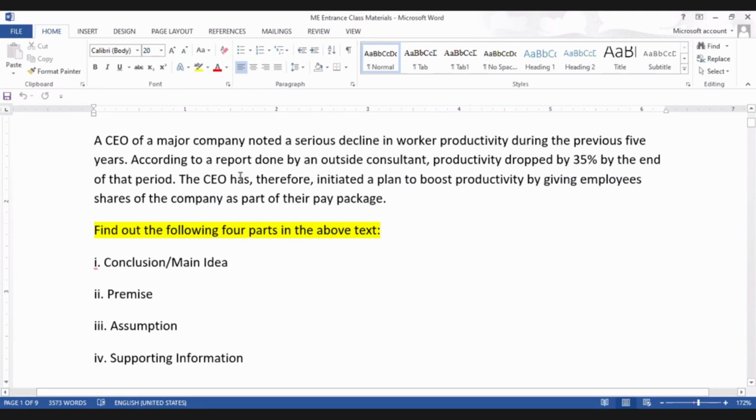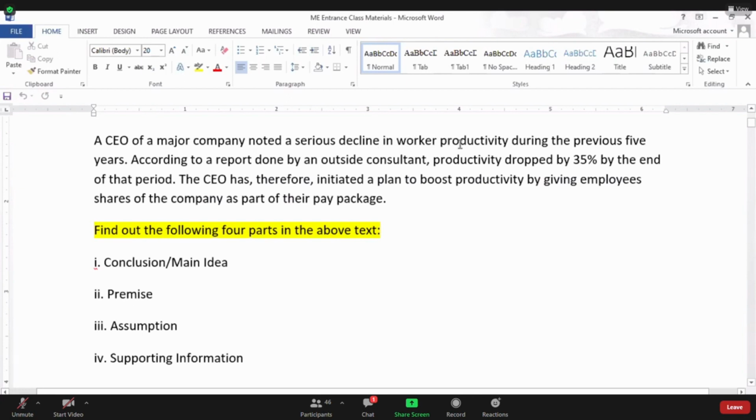Okay. And in another sentence, what do we see? According to a report done by an outside consultant, productivity dropped by 35% by the end of that period. It means by the end of 5 years, productivity dropped by 35%.